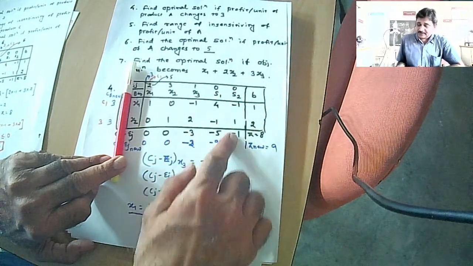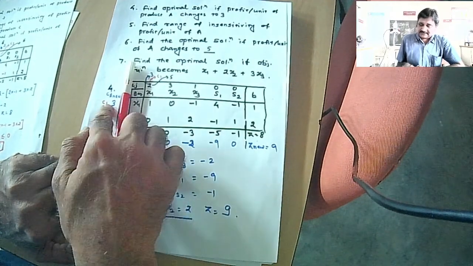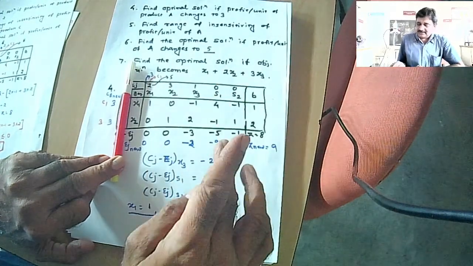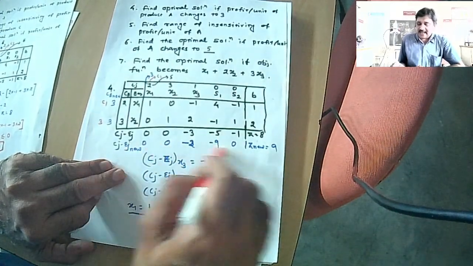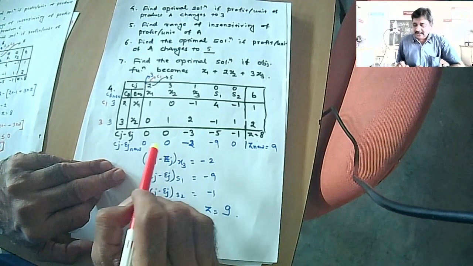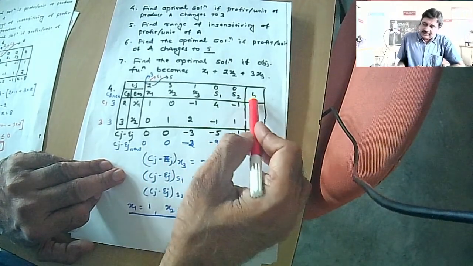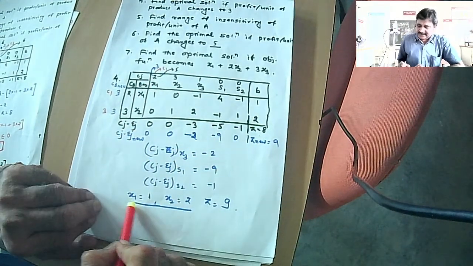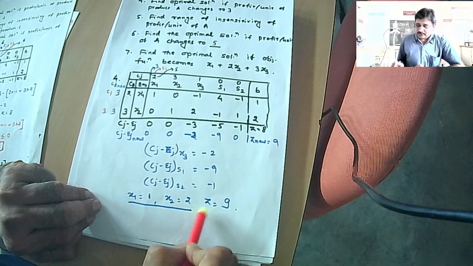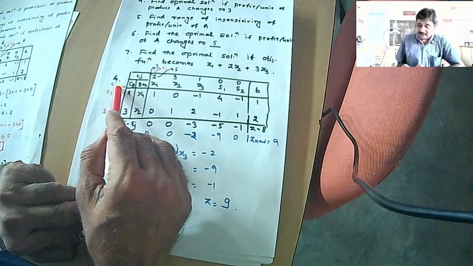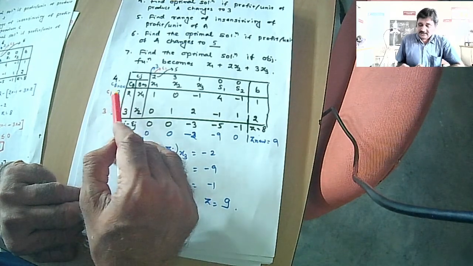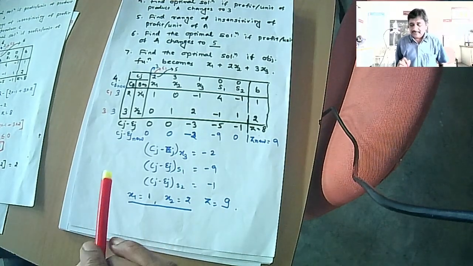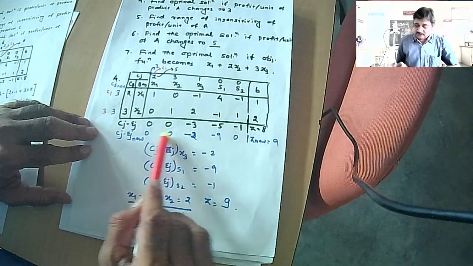Then Cj minus Ej for S2. Let's find Ej: 3 into minus 1 minus 3 plus 3 gets you 0. 0 minus 0 is 0. So all Cj minus Ej values are coming out to be less than or equal to 0. The B column values are unaffected, so your solution still is x1 equal to 1, x2 equal to 2, and z will change now because your coefficients of x1 and x2 are these. So 3 into 1 plus 3 into 2 makes your profit 9 now.